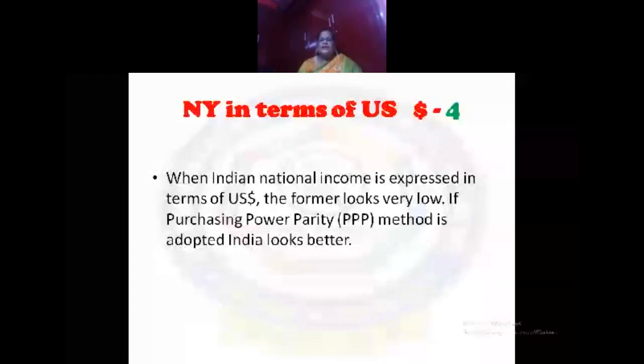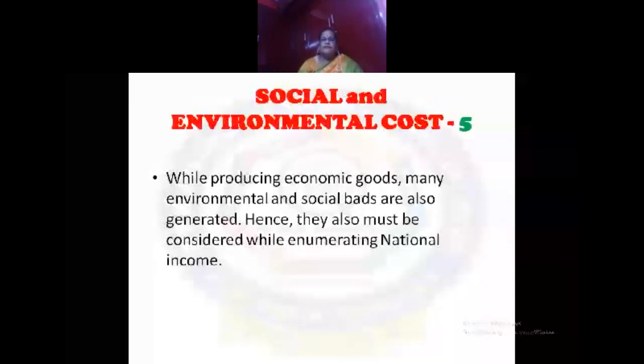Fourth one, national income in terms of US dollar. When Indian national income is expressed in terms of US dollar, it looks very low. If the purchasing power parity, PPP, method is adopted in India, it looks better. Fifth one, social and environmental cost. While producing economic goods, many environmental and social bads are also generated. Hence, they must also be considered while enumerating national income.